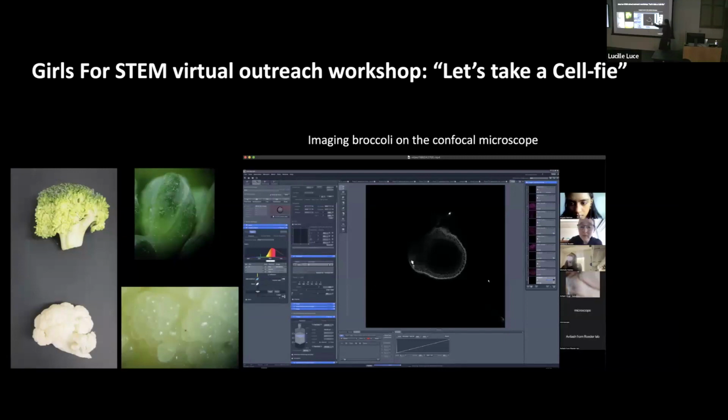And then we stained it with propidium iodide, which stains cell walls, and put it on the confocal microscope to look at it. And here you can see some of these cells. And so they're seeing how we image things live. And then we did some image processing with them. They could do an online image processing program. So we really had a ton of fun actually showing them something you could never see in middle school, which is what it's like to image on a confocal microscope, and that their vegetables have beautiful cells in them.